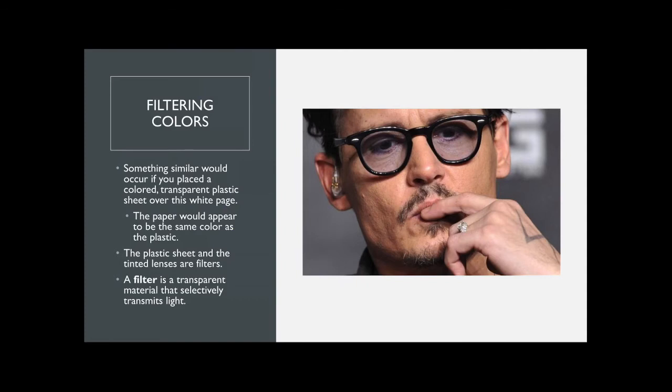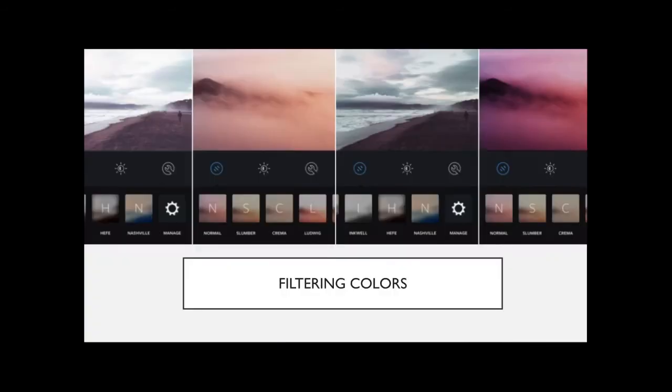So when we talk about tinted, we have to talk about filter. So what is a filter? A filter is simply a transparent material that pretty much selects what light is being transmitted. So they transmit one or more colors of light, but they absorb the rest of the light. So if I have a blue filter and I place it over a whiteboard or a white piece of paper, it's going to be blue because the filter itself is tinted blue. That's what's being reflected.